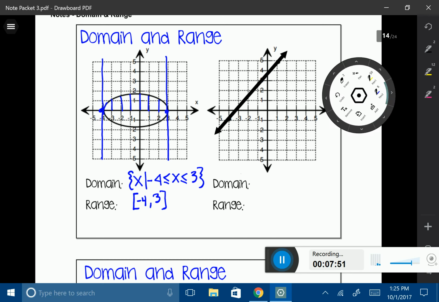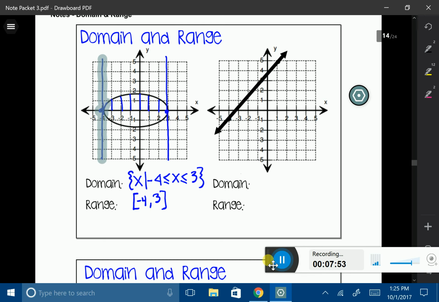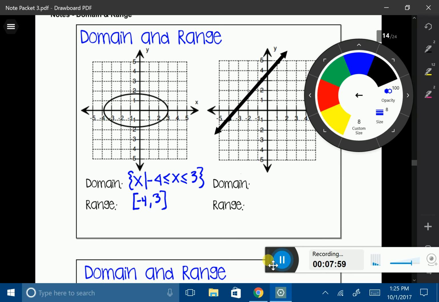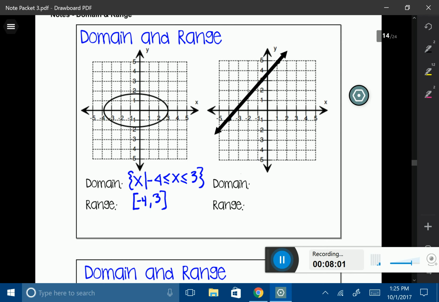Now let's look at my range. My range is a little bit different here. All right, I'm going to use a green one to represent my range. All right, here's my range. My highest range value is going to be 2, and my lowest range value is going to be -2.